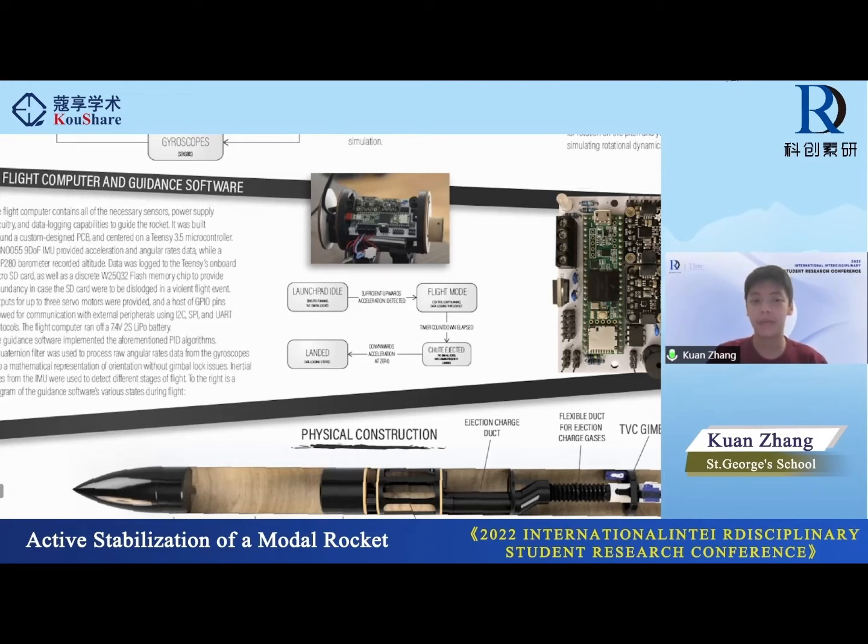Outputs for up to 3 servo motors were provided, and a host of GPIO pins allowed for communication with external peripherals using I2C, SPI, and UART protocols. So there's the possibility of adding more sensors should the need arise. The flight computer ran off a 7.4 volt 2-cell LiPo battery.